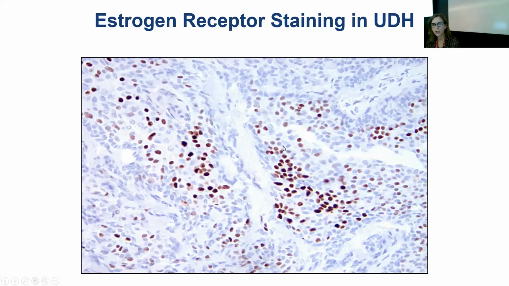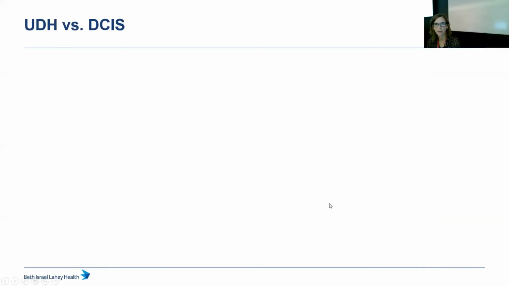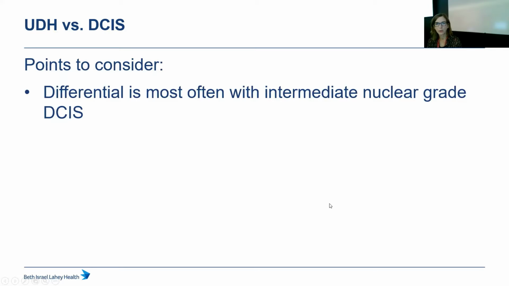hyperplasia. So here, just on higher power, is ER staining in usual ductal hyperplasia, where you'll have some darkly stained nuclei, but you'll also have some weakly stained nuclei and some negative nuclei. And this is very typical of usual ductal hyperplasia. So in the distinction of these two entities, points to consider, I think really the differential diagnosis is most often with intermediate nuclear grade DCIS.